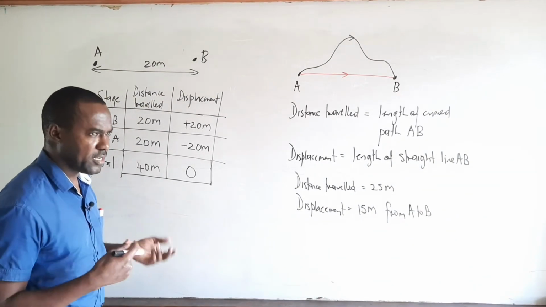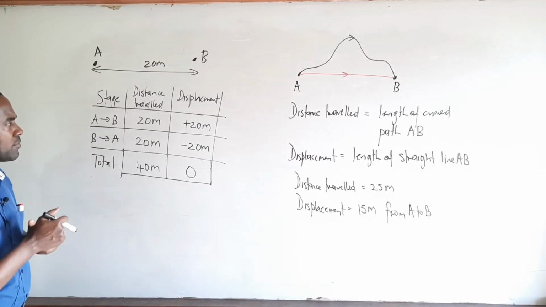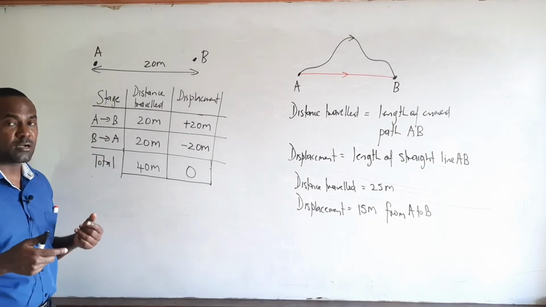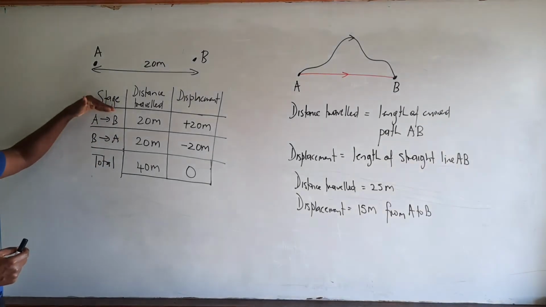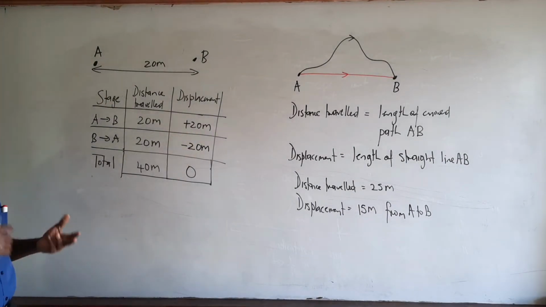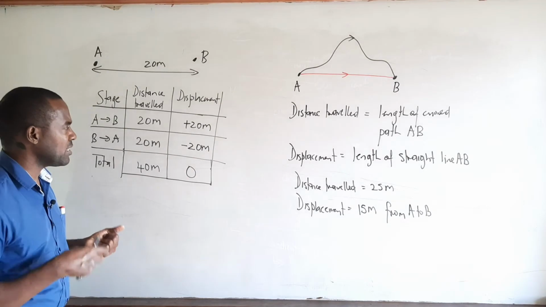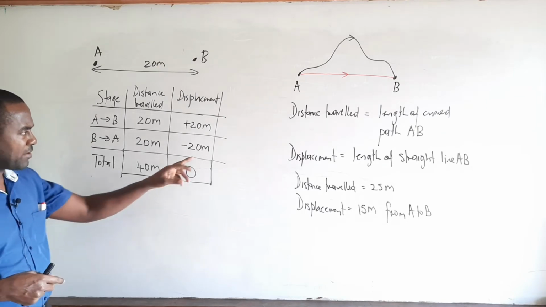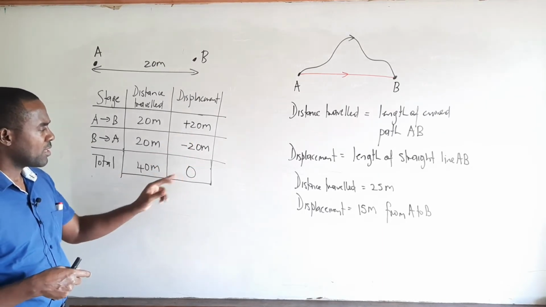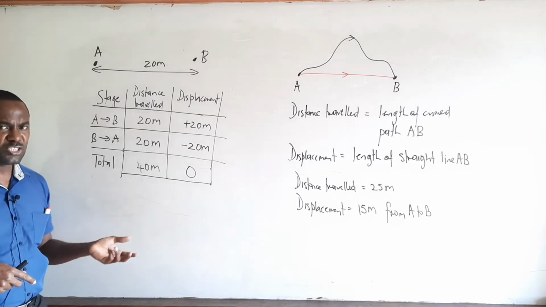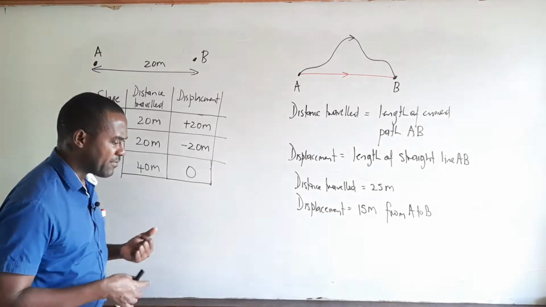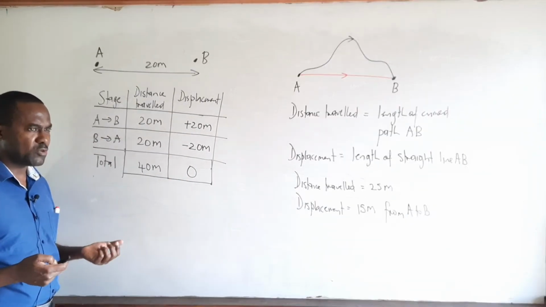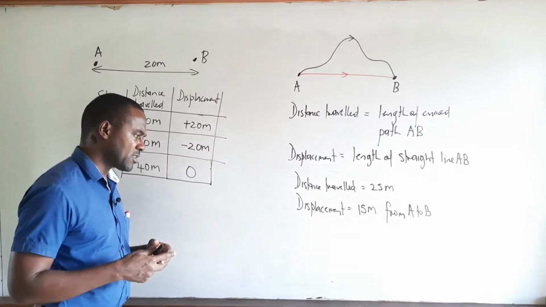Now distance, of course, is a scalar quantity, so that was relatively straightforward. Displacement, on the other hand, is a vector quantity, and therefore we must take the direction into consideration. So if we treat the initial direction A to B as positive, then in the opposite direction the displacement must be treated as negative. So A to B is plus 20 meters for the displacement, B to A minus 20. When we add those 2, we get 0, and so the net displacement, of course, is 0, right? So despite having traveled a total distance of 40 meters, the net displacement, of course, is 0.